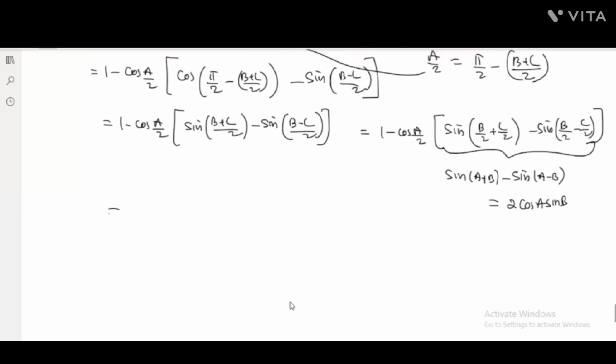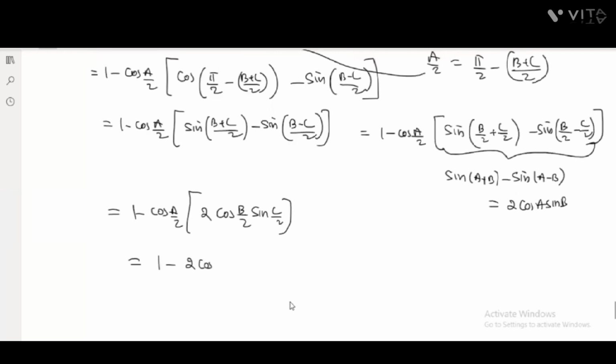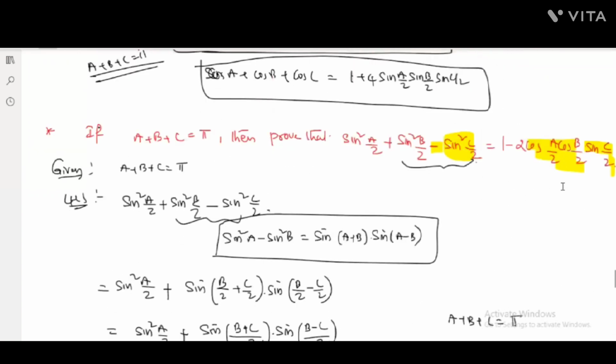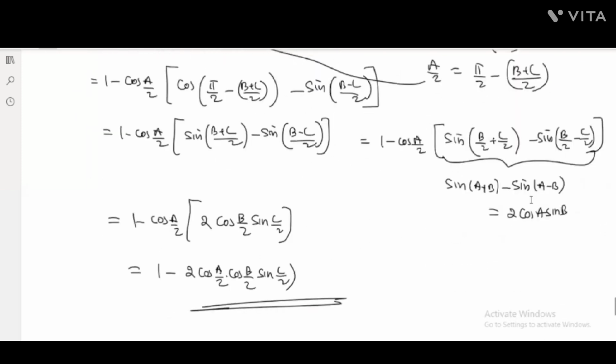So that we can simplify 1 minus cos a by 2 into 2 cos b by 2 into sine c by 2. So this is equal to 1 minus 2 cos a by 2 into cos b by 2 into sine c by 2. So this is the required answer. So this is what was proved.